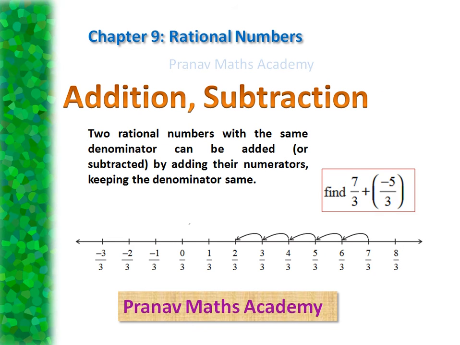Addition and subtraction of rational number. Two rational number can be added if their denominator are same. Here 7 by 3 minus 5 by 3 is given. 3 and 3 are same, so we can add it together.